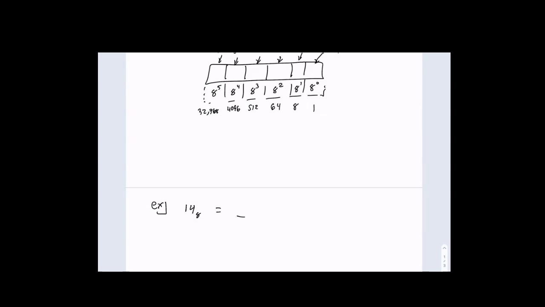14 is two spaces, right? And so the first one is going to be 8 to the 0 and 8 to the first. And we're going to multiply the first one by 1. So it's 1 times 8 to the 1 plus 4 times 8 to the 1. All right? What does that give me?